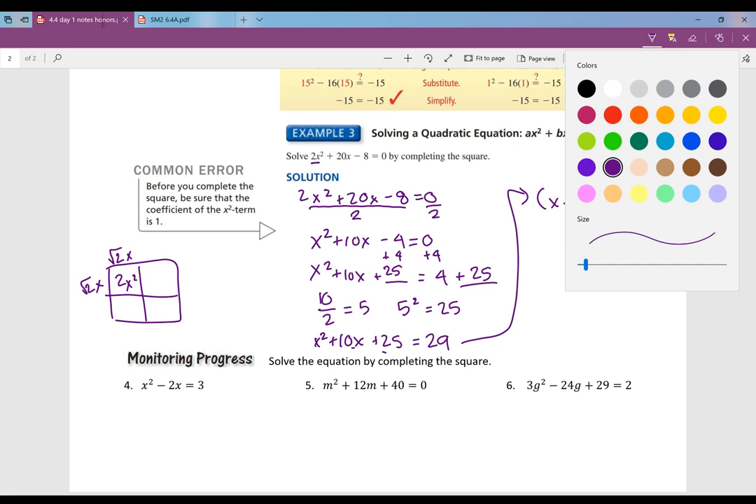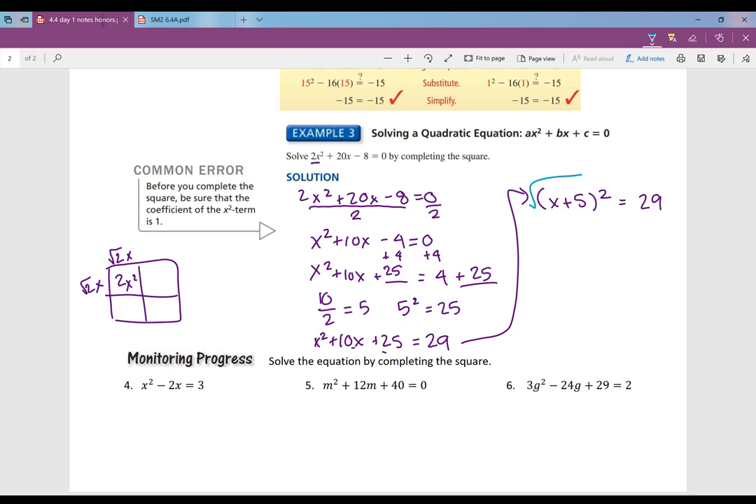Okay, now again, we're going to take our square roots of both sides. So on the left, we'll get x plus 5. And on the right, we'll get plus or minus the square root of 29. Even if you can't simplify a square root, you still need the plus or minus in front of it. Now when we subtract 5, we'll have x equals negative 5 plus or minus the square root of 29.